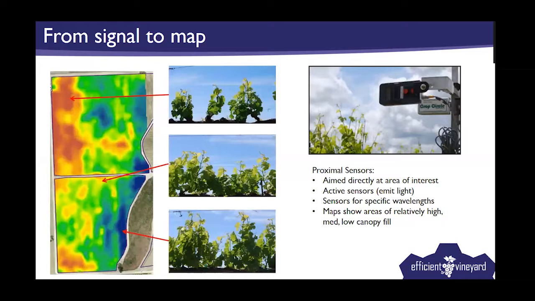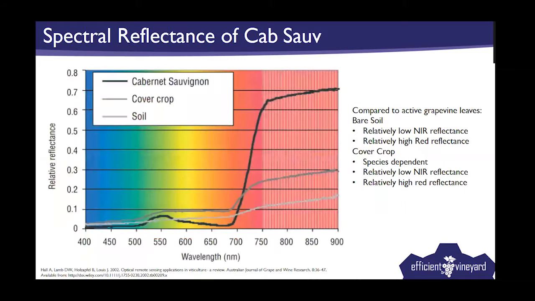Now, we can't tell you how much photosynthesis you're doing, how efficient your canopy is, or what your vine size is in absolute numbers, whether that's leaf area or pruning weight. We're not able to tell you those absolute numbers with these proximal sensors, but what we are able to do is give you a map which you can then use to go out and get that information yourself.